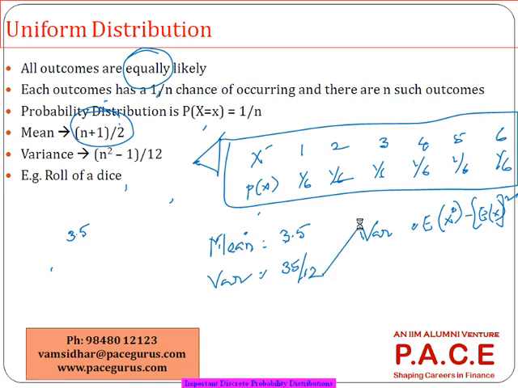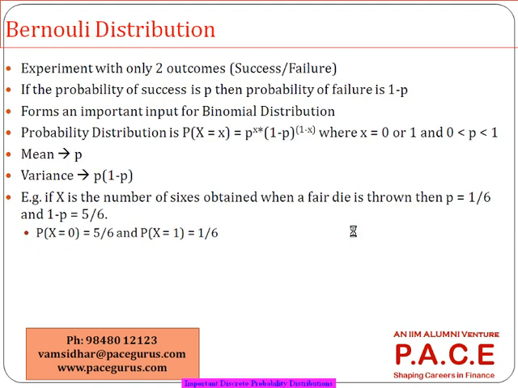Now, the next one is called a Bernoulli distribution. See, in the uniform distribution, we talked about n number of outcomes, right? And all of them have equal chance. Now, the Bernoulli distribution says there are only 2 outcomes. Even if there are 6, you create them as 2.